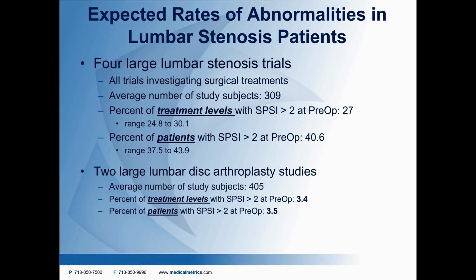SPSI has been measured at the treated and adjacent levels in multiple large spinal stenosis trials. All clinical trials were studies of surgical treatments for spinal stenosis. It is remarkable how consistent are the preoperative rates of abnormal SPSI in these studies. At the level identified by clinicians as in need of treatment, 25 to 30% of levels were found to have abnormal SPSI. Interestingly, approximately 40% of all patients had abnormal SPSI at some level in the spine. But the abnormality was at a level adjacent to the level identified for treatment by the clinician.